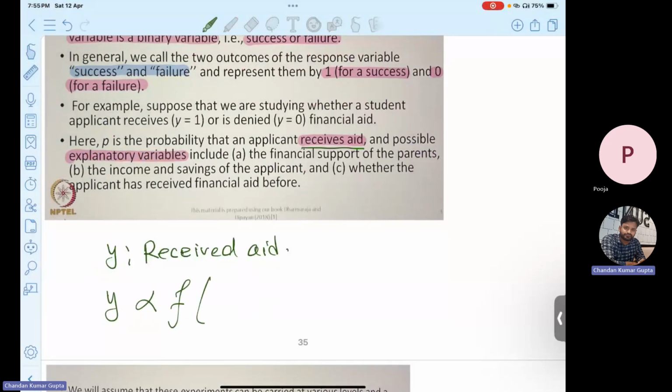Suppose it depends on the financial support of the parents, the income, and the income and savings of the applicant. It may also be possible that the applicant has received financial aid before or not. If it has already been received before, there may be some other cases, and if no financial support was received in the past, then there is another scenario. So these are some of the possible explanatory variables for receiving aid.